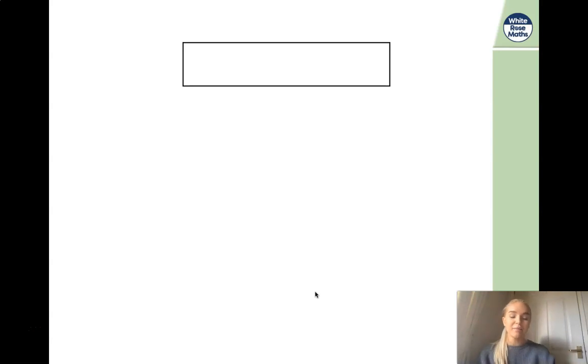Fantastic. So I can split my first bar into 2. So what is each section going to be? What fraction? That's right, they're going to be halves, and I can colour in one part of my bar model to show that that is half.